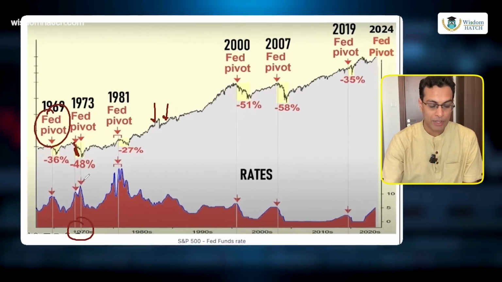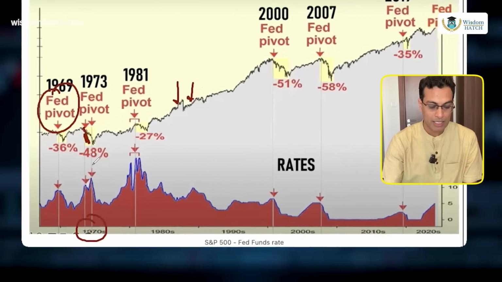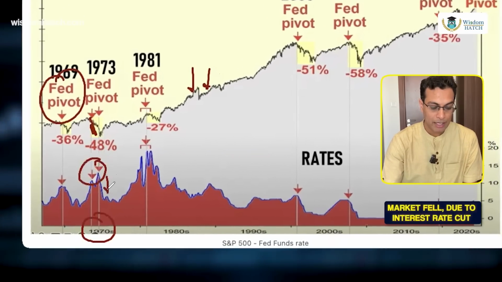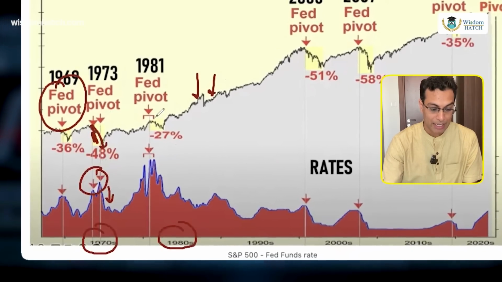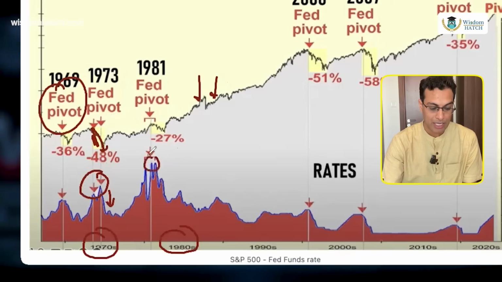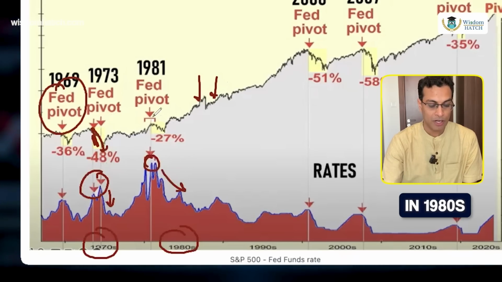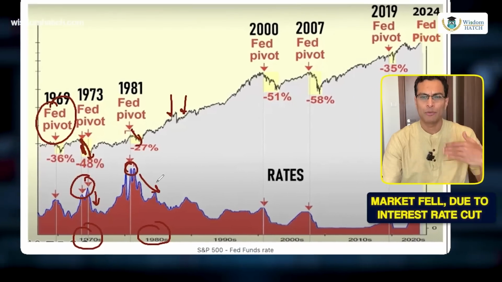So for example, if you take a look at the 1970s, what you would notice is that the interest rate was here, then it was cut. And as a result, the market also fell. Now, something similar happened in the 1980s also: the interest rate was high, then it was cut, and correspondingly the market also fell.